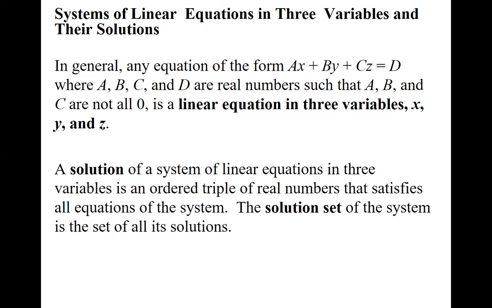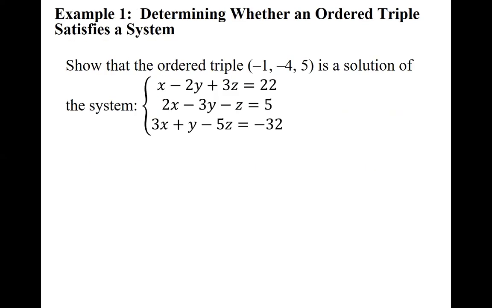So this is just expanding what we did with 2 variables to 3 variables. Instead of just x and y on one side with the constant on the other, we have x, y, and now z on one side and our constant on the other. But just like 2 variables, a solution is an ordered triple now of real numbers that satisfies all equations of the system. The solution set is the set of all its solutions. So let's just jump right in.